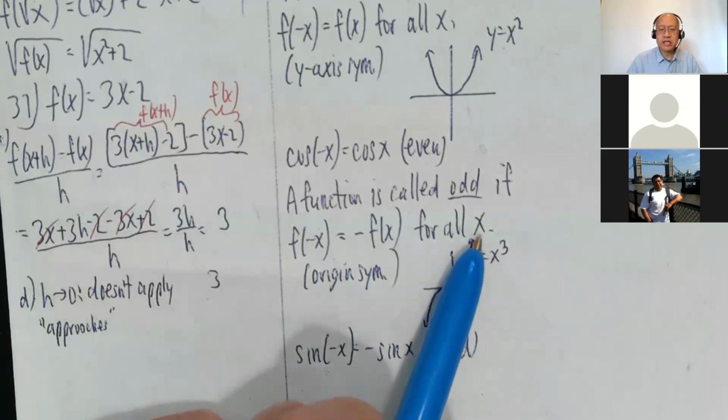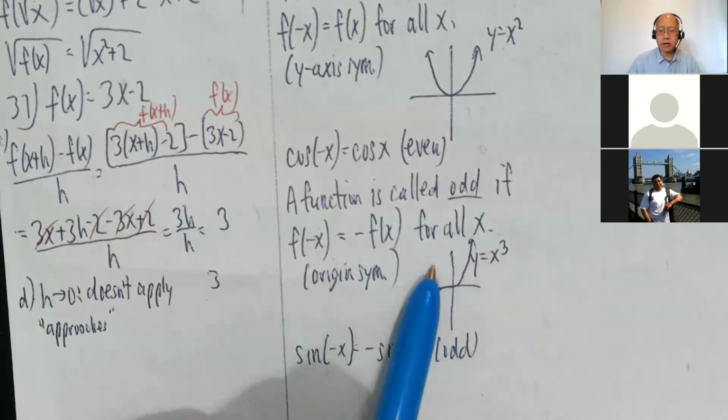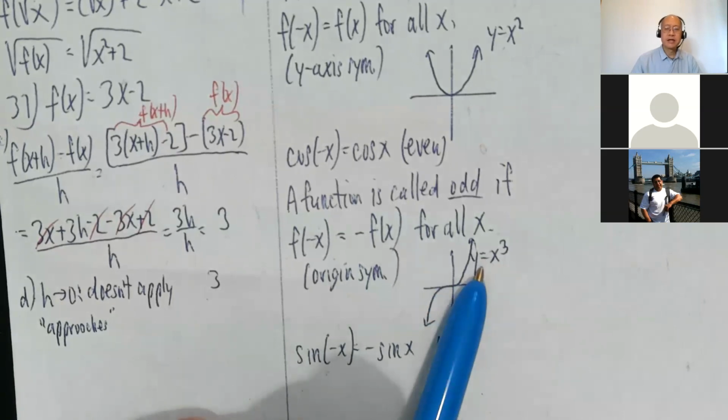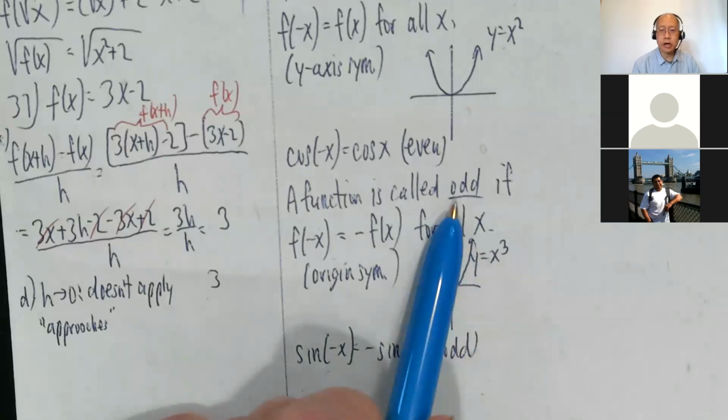If I replace x with negative x, what is negative x cubed? Negative x times negative x times negative x is negative x cubed. That's exactly the opposite of what I start off with. So that tells me I have origin symmetry. And as you might guess, x to the 3rd, 5, 7, 9, 11, those are also odd.